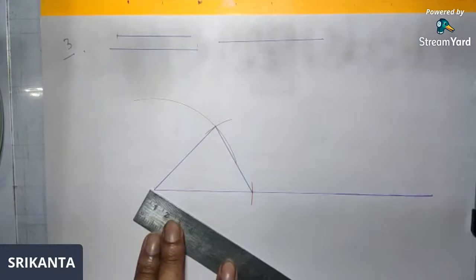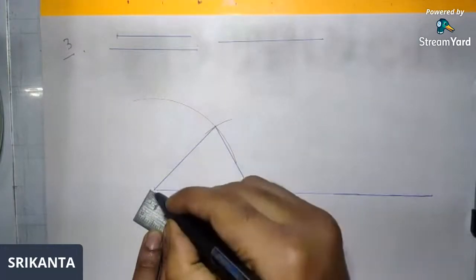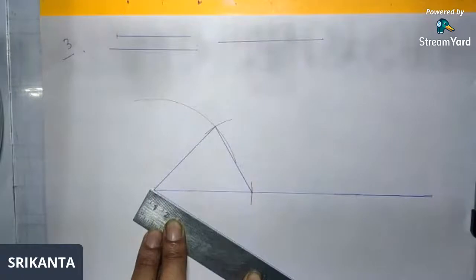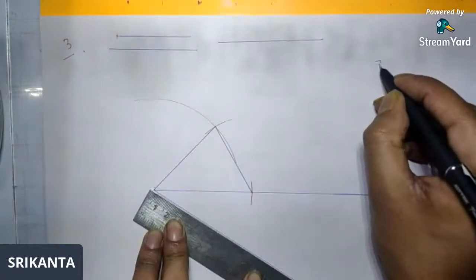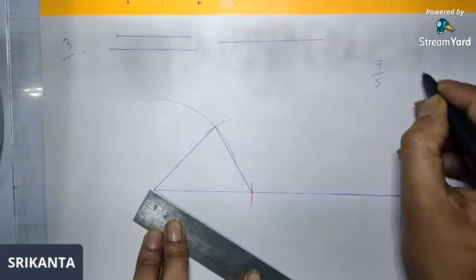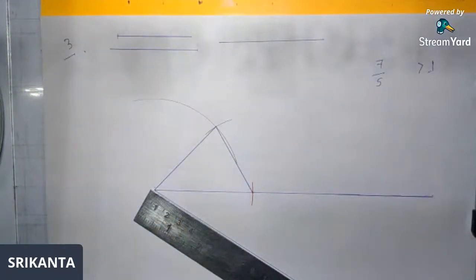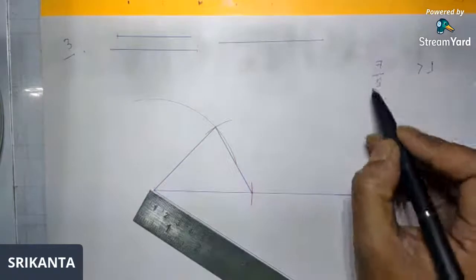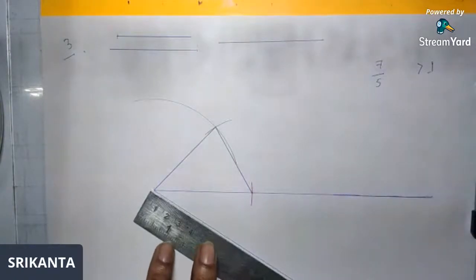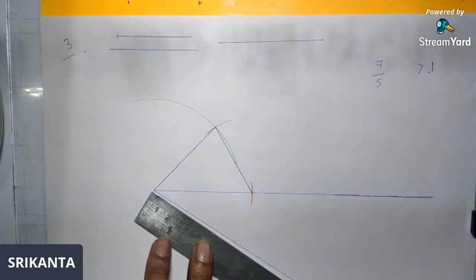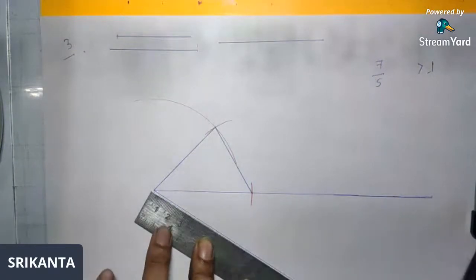Again, take an acute angle. Here, remember the ratio is 7 by 5, which is greater than 1. This portion you need to understand. This is greater than 1. Then again, 7 plus 5 is 12. So you have to divide this into 12 equal parts. Clear? So let us do this.